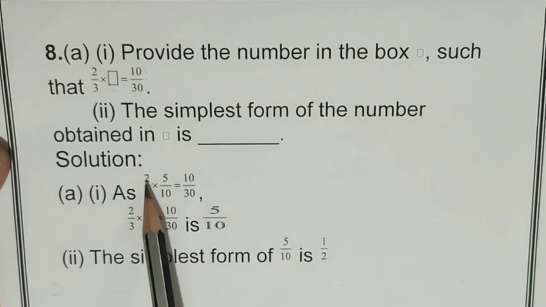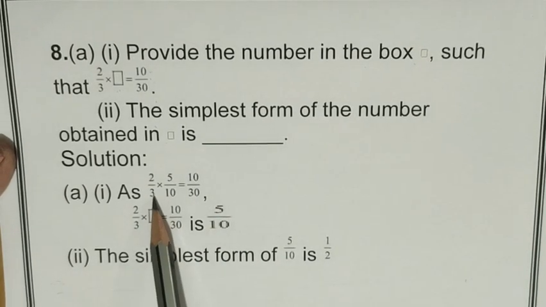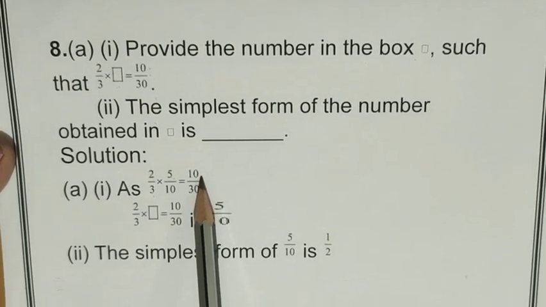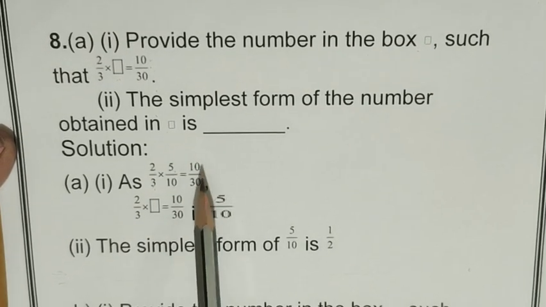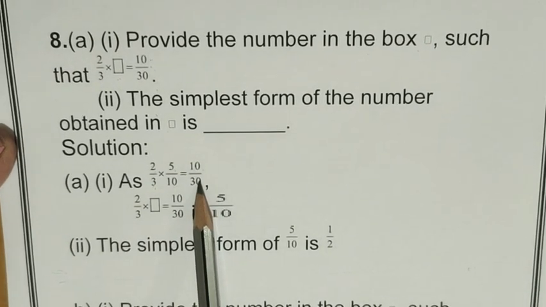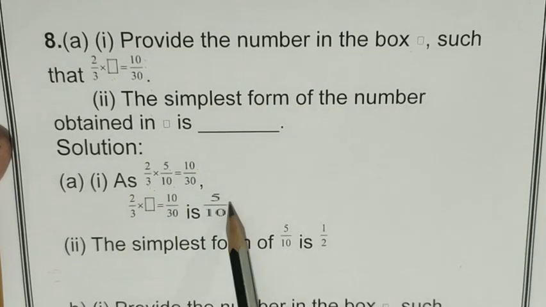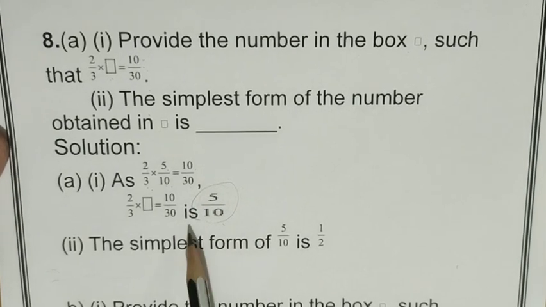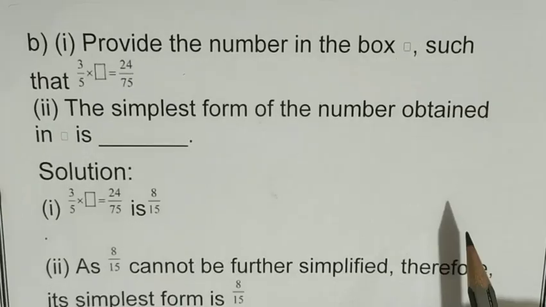First we will write 2 by 3 into 5 by 10 equal to 10 by 30. That means 2 should be multiplied with 5, then only 10 we will get. 3 should be multiplied with 10, then the answer is 30. So for getting 10 by 30, 2 by 3 is to be multiplied with 5 by 10. So 5 by 10 is the number to be multiplied. Now what is the simplest form of 5 by 10? That is 1 by 2.